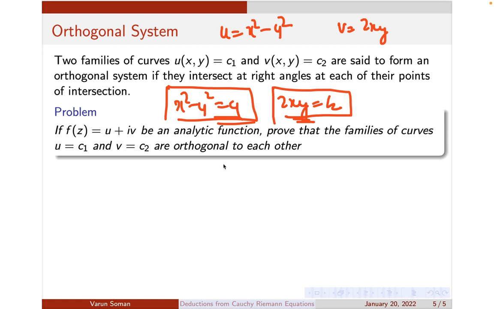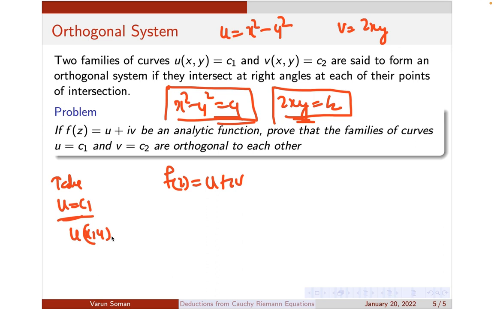Very simple. In this case I am taking a general function f of z is equal to u plus iv. I am looking at the first curve, for example u is equal to c1. So this is my first curve. I am going to find the slope of this curve. How will you find it? I will differentiate this u with respect to x. U is actually a function of x comma y.